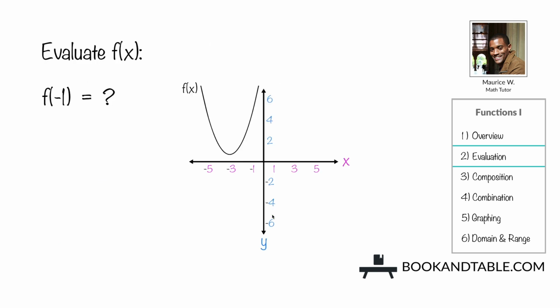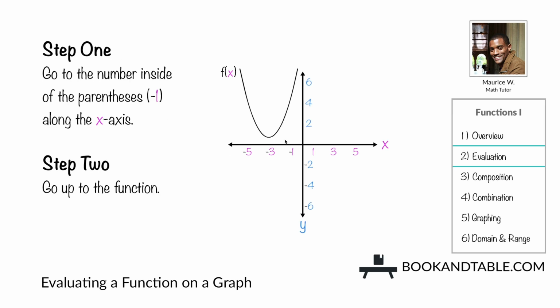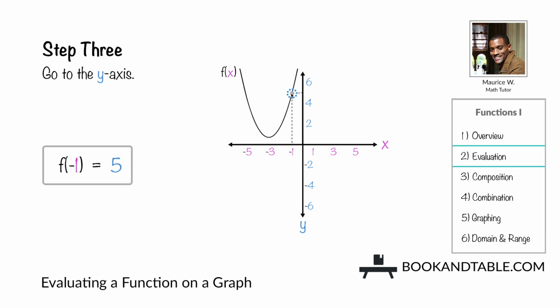So let's walk through an example. Let's say you were asked to evaluate f of x, and they asked you what is f of -1. So what you want to do, step 1, go to the number inside of the parentheses, which is -1, along the x-axis. So that would be here. And then step 2, go up to the function. So we wind up at this point along the curve. And now the third step, we want to go to the y-axis from here. And when we do so, we see that it has a y value of +5 when x is -1. So f of -1 is equal to +5. That is how you go about evaluating a function on a graph.